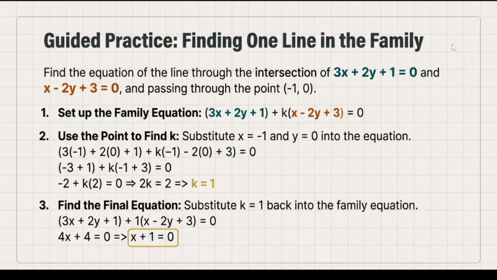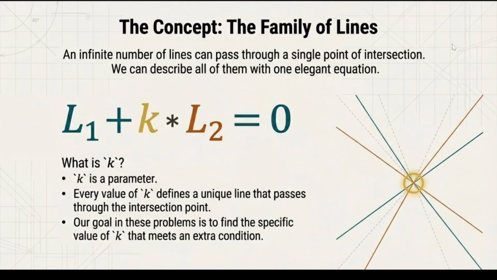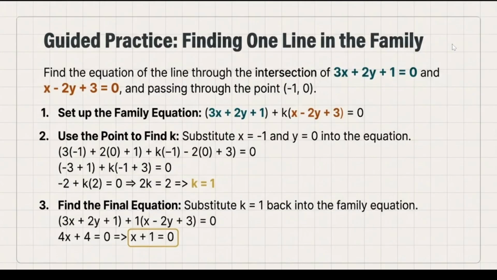Now we will find one line in the family. We need to find the equation of the line through the intersection of 3x plus 2y plus 1 equals 0 and x minus 2y plus 3 equals 0, which passes through the point (-1, 0). Firstly, we will set up the family equation which we learned from the previous slide, which is L1 plus kL2 equals 0. Here L1 will be our first equation added with k multiplied by the second equation.